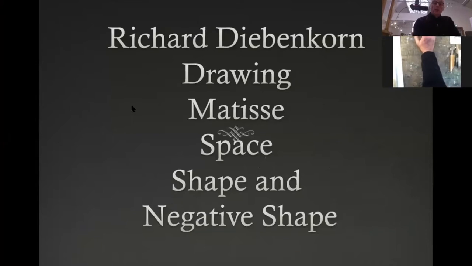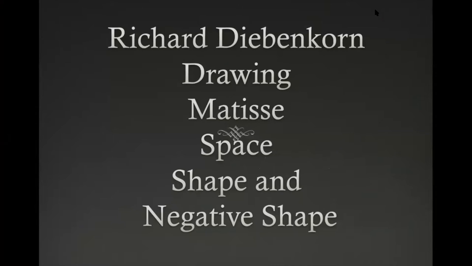I didn't know what to call it. Richard Diebenkorn features in it, but there's bits about Matisse too, so I just put all of those things in. It's a presentation about drawing. We'll be doing drawing in the practice in conjunction with some of the things Matisse did. And then it's about space and shape and negative space, some of the ideas I've talked about in some of the other classes, Zoom presentations we've done just recently.